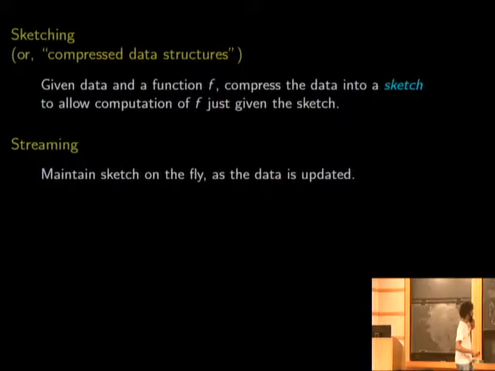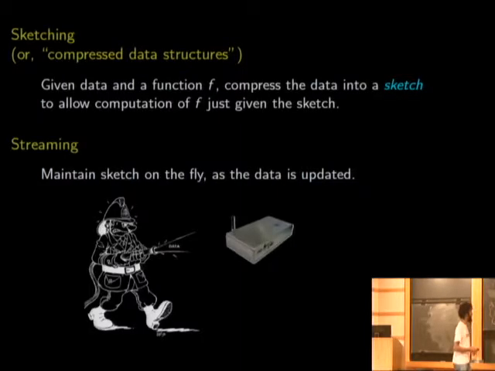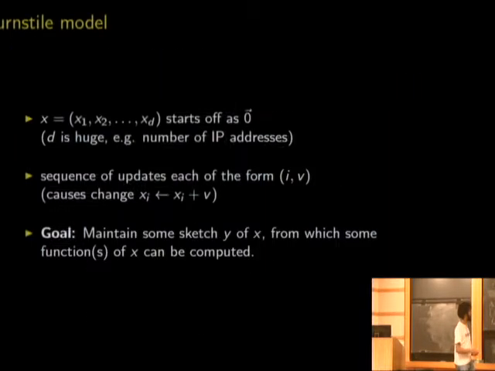And one property that I care about is streaming. The picture you should have in mind is you're a router, and there's a lot of data streaming at you, for example, packets. And I want to maintain this compressed representation of the data on the fly as I see more and more data, so the router sees more and more packets. And then at the end of the day, AT&T or whoever owns the router says, give me such and such function of the packet data you saw today. So how can I maintain such a compressed representation on the fly?